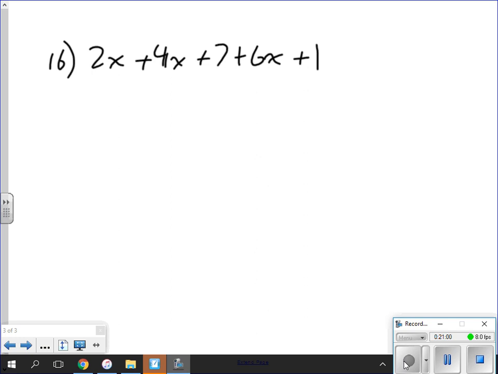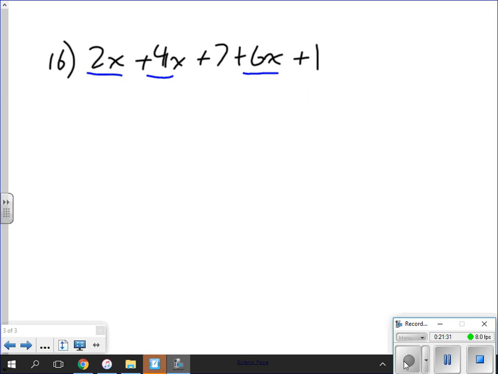What you want to do is combine like terms. And like terms are terms where the variable portion is exactly the same. This one is fairly simple. I have 2 sets of two types of terms here. I look at my first one, I have 2x. And I go through, do I have any other x's? I have 4x and 6x. Those are like terms. They all have an x.